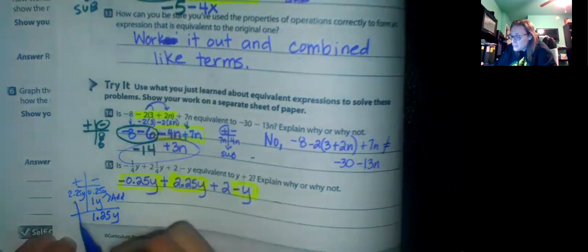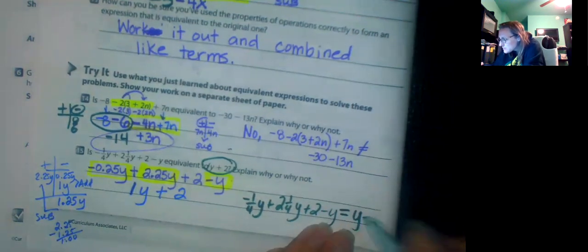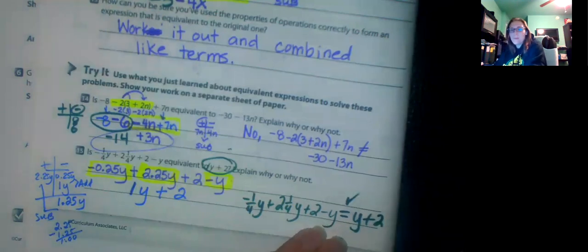And then when they're on opposite sides, we subtract. So 2.25 minus 1.25 leaves us with 1. So we get 1y plus 2, because of course I didn't use that 2, right? So is it equivalent? Yes. Okay, this right here is the same as this, right? Because there's always that invisible 1 in front. So -1/4 y plus 2 1/4 y plus 2 minus y is equivalent to y plus 2. Okay.